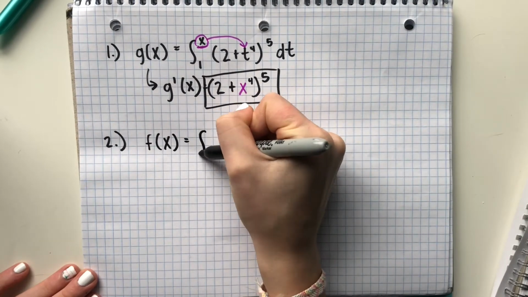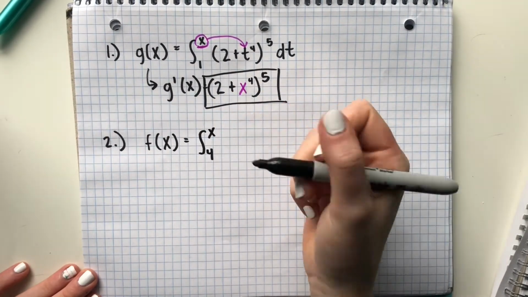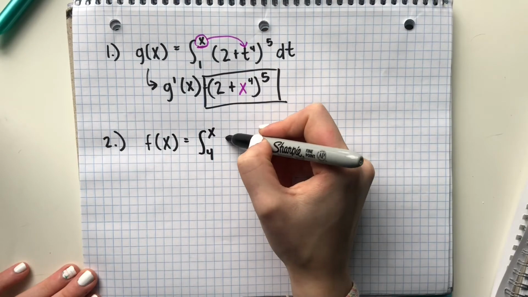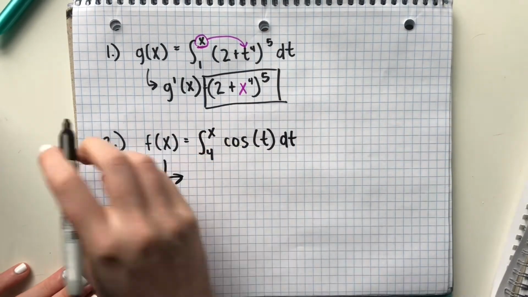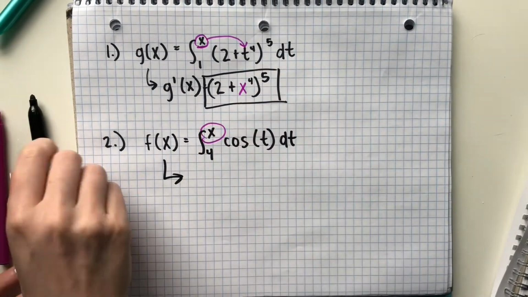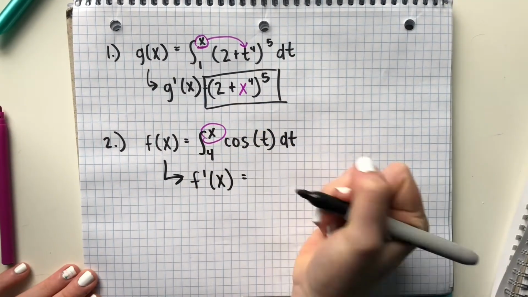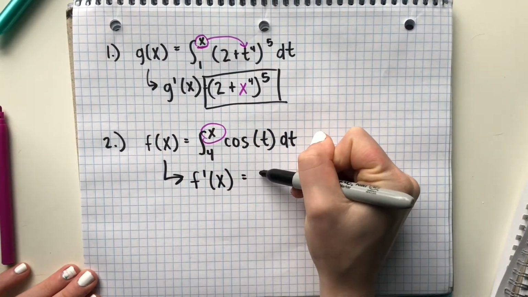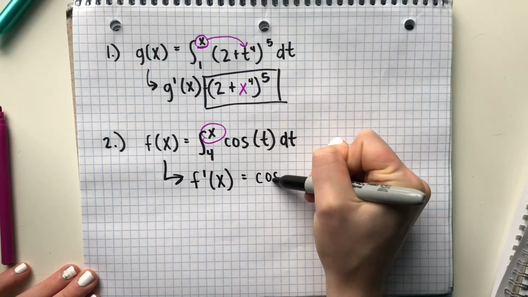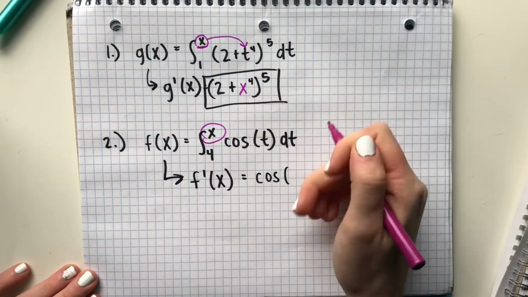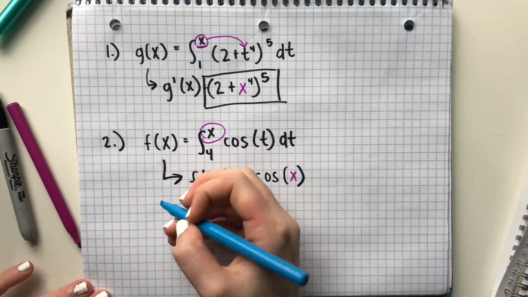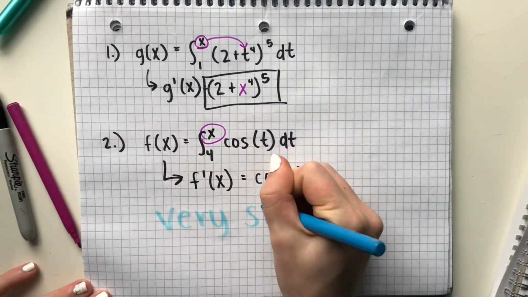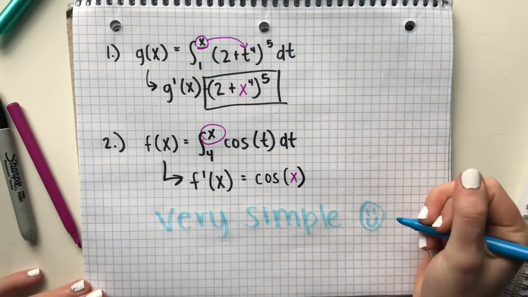We can do it again for this one. We have from 4 to x, the definite integral of the function cosine t dt. Again, we are just going to plug in that x for the t, so it's just going to be cosine x. So yeah, these are super simple, very simple, and fun.